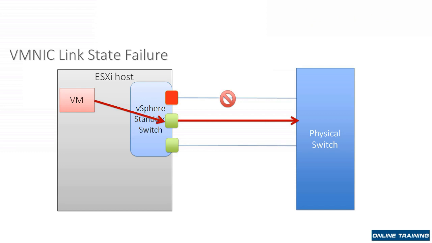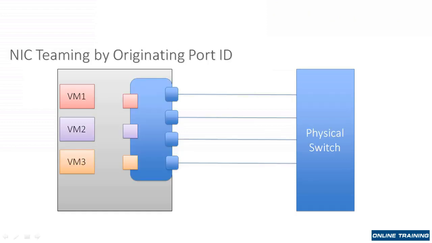And so there are a few different policies that we can configure that will control, number one, how traffic fails over from one adapter to another, and number two, how traffic is load balanced if we have multiple VMnics available. And that's what we're going to take a look at now.